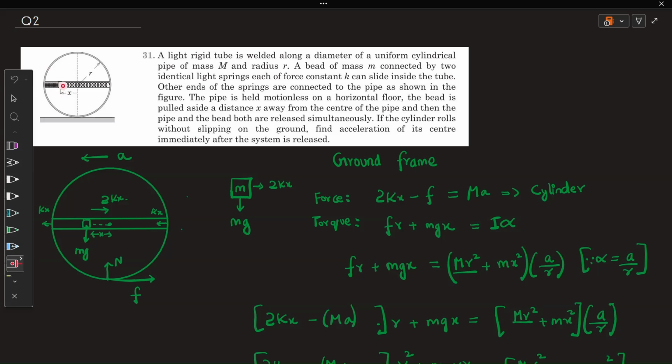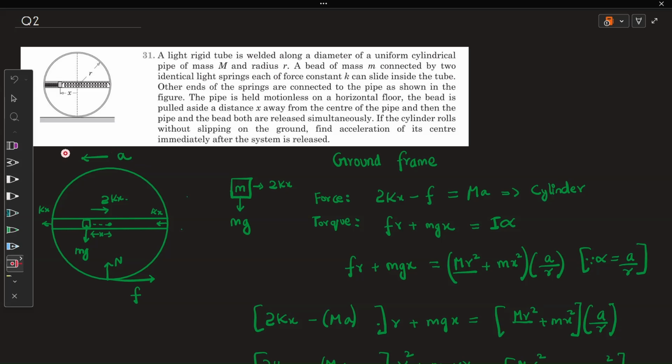And let's see, if this is pushing this with kx force, the same force will be acting in this direction too on this particular tube. Similarly here it will pull this with kx. So I have written kx, which is pulling, and kx over here. So on the whole, this tube is given 2kx force in this direction, and this block is given 2kx force in this direction.